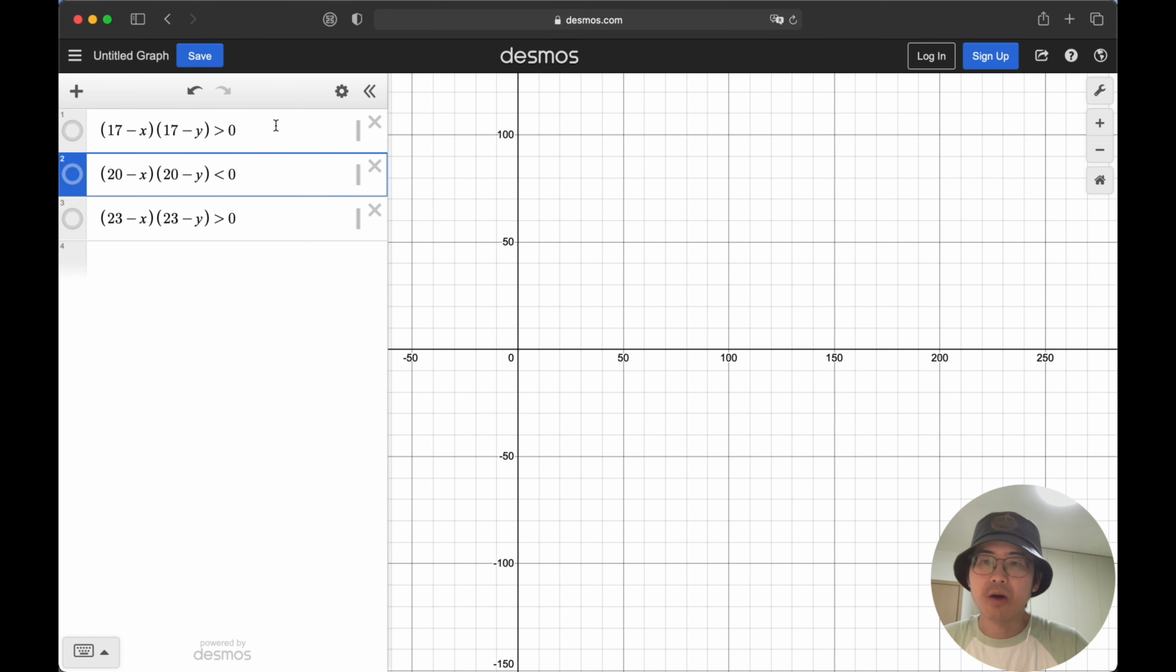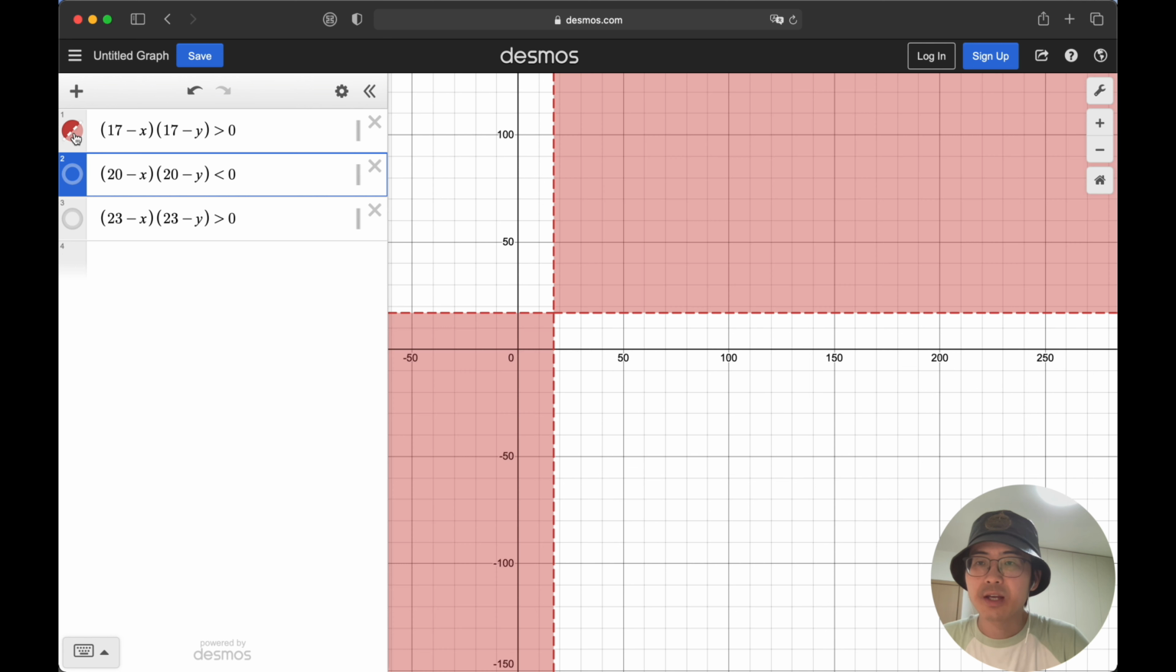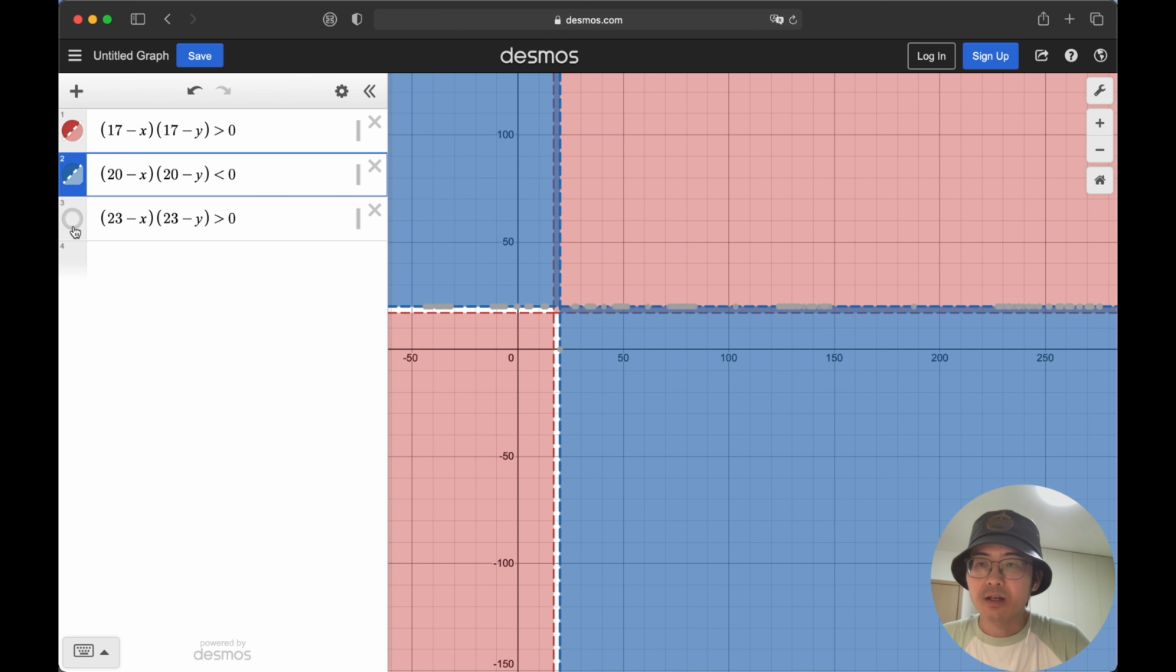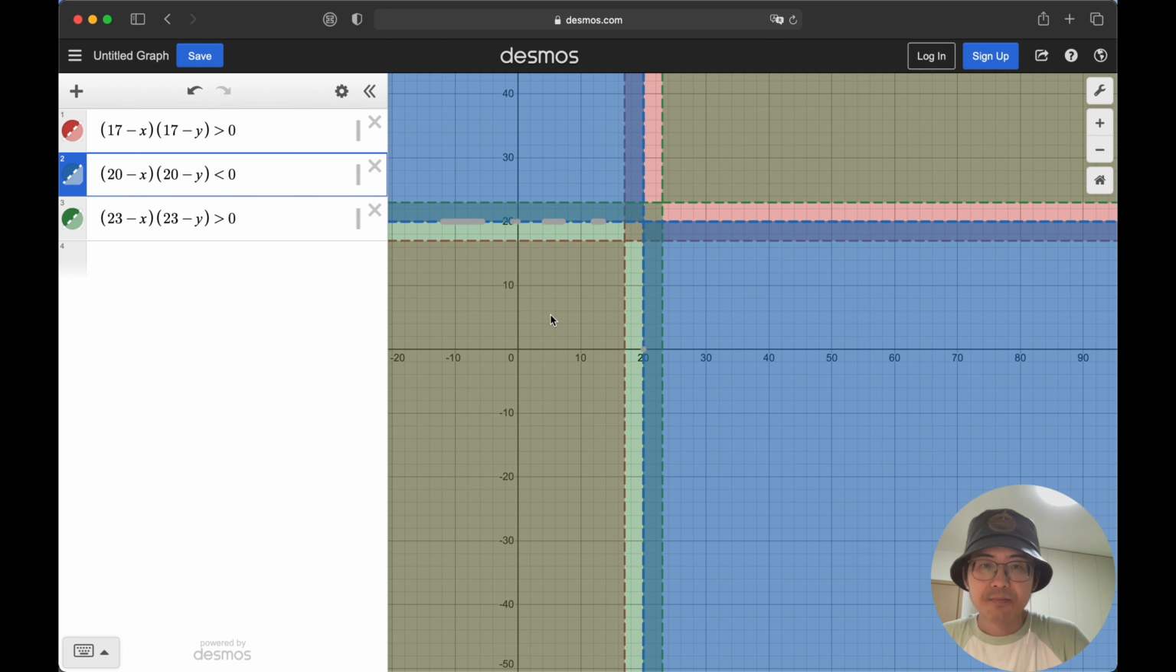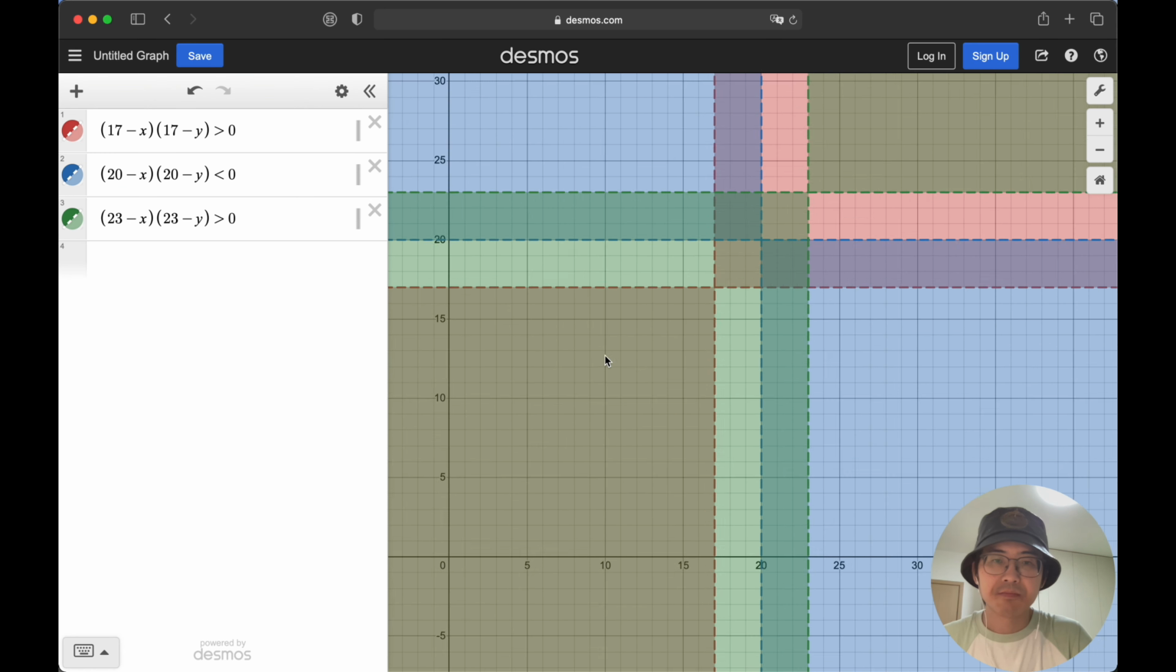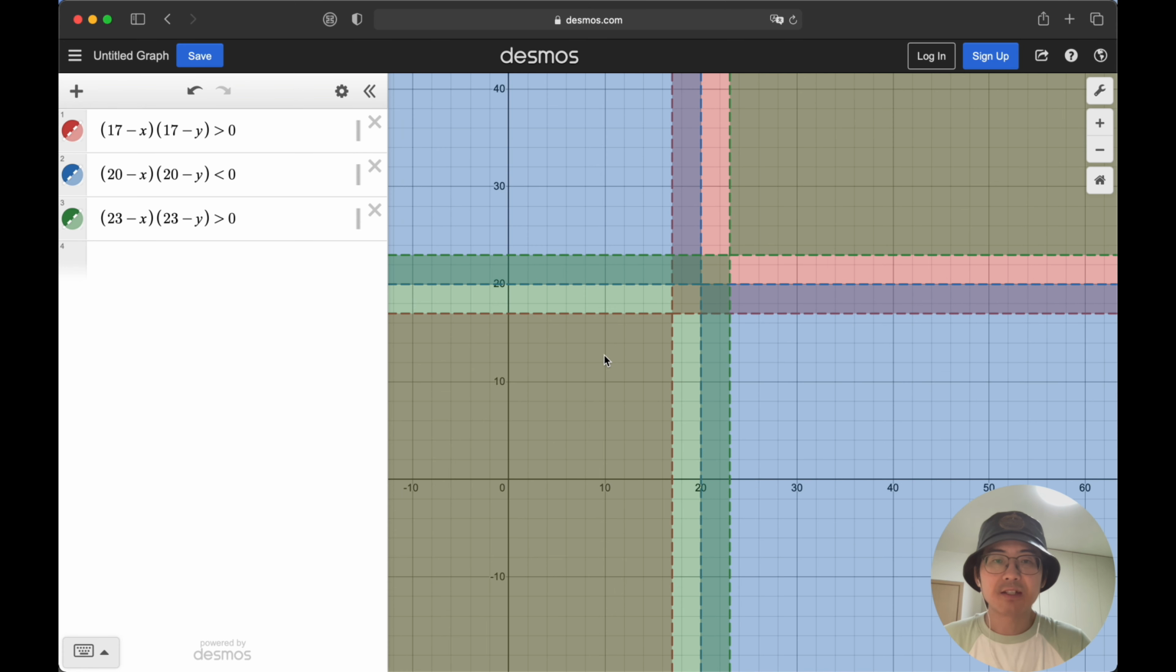You see, I've already input the three inequalities into Desmos, and let's see what the graph for these inequalities looks like. If I graph them, you see that for these three inequalities there are a lot of overlapping areas given in different colors. If you're very patient and very careful, you can find out what the common region is. But if you feel that this is very annoying and you want to save your time, there is a trick. I'm going to show you how to do this.